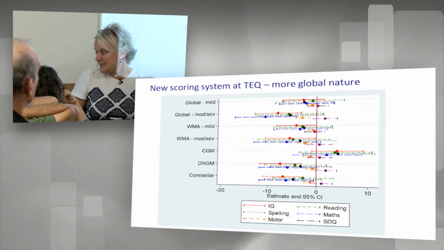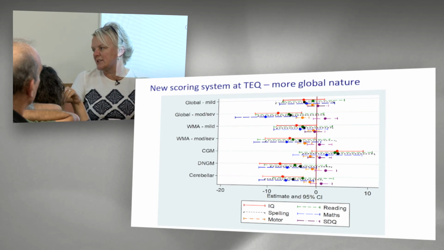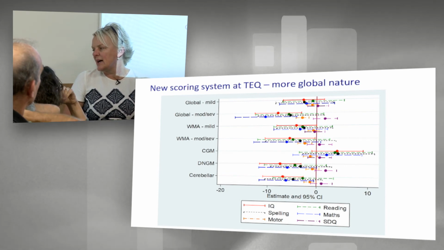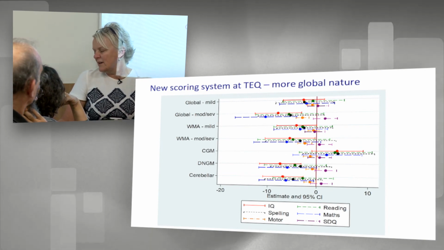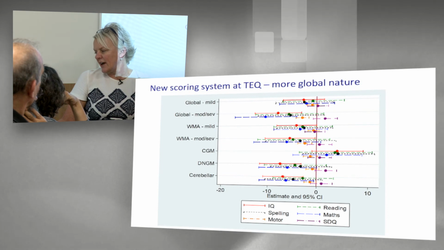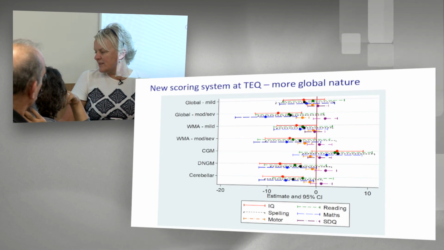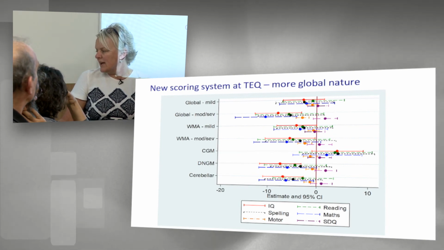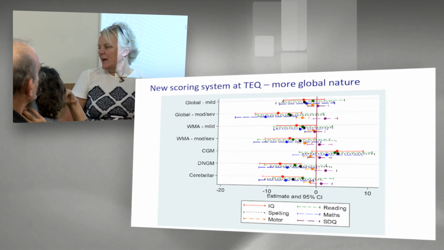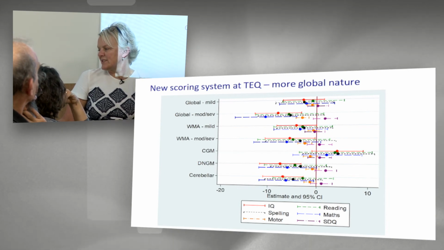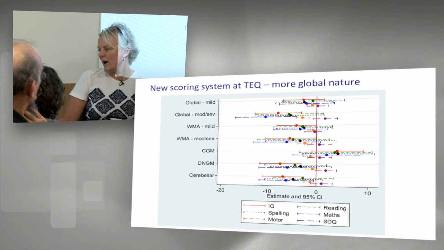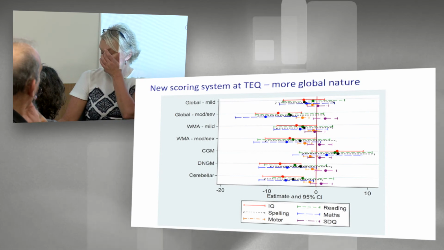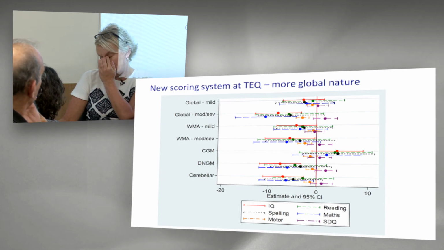Does it matter? This is the latest data that we just published looking at this scoring system, and this is the relationship to 7-year-old performance, 7 years after discharge: IQ, spelling, motor, reading, math, lower being worse, and strengths and difficulties, higher being worse. So if you look at the white matter scores, as we had shown previously in the New England Journal paper, we still see a persisting effect of white matter abnormalities on outcomes, particularly in the moderate to severe kids.